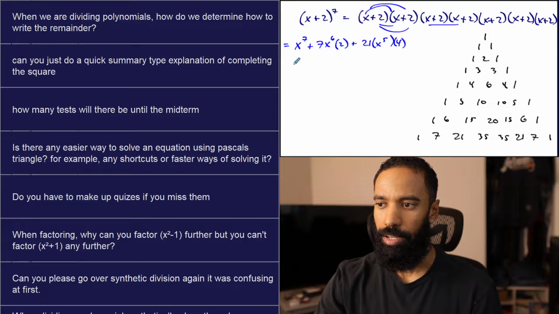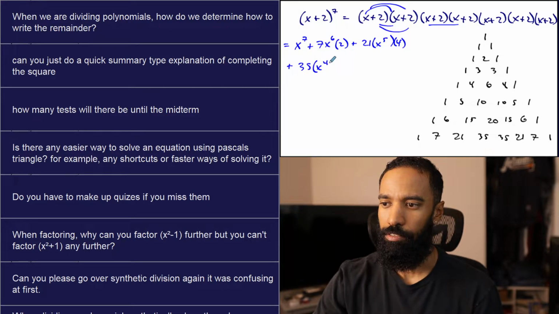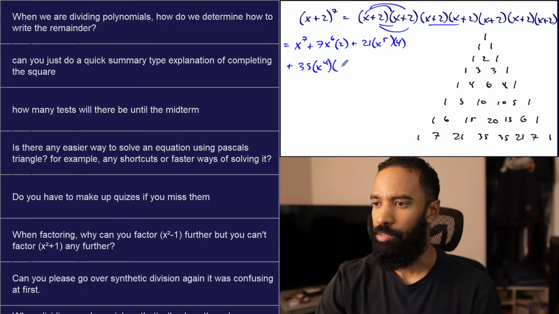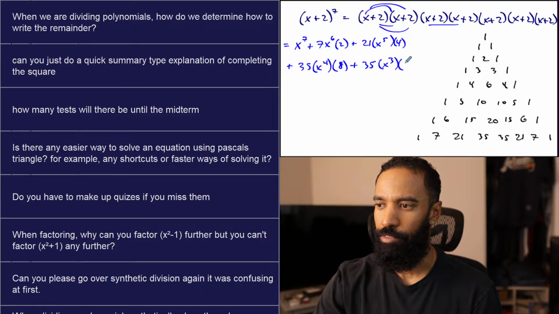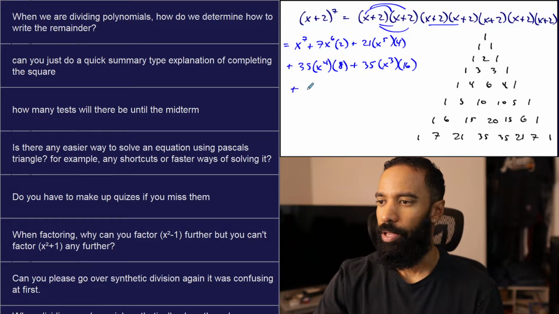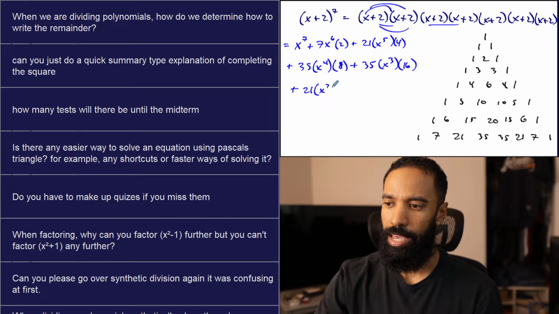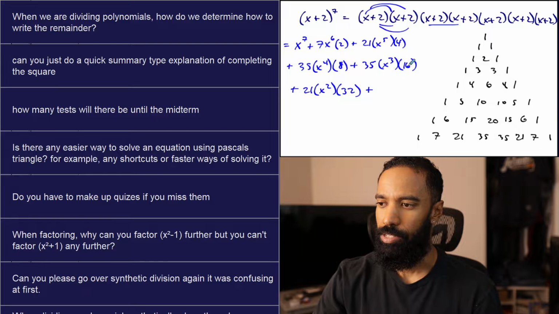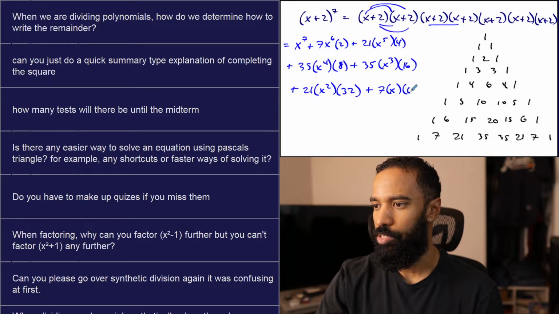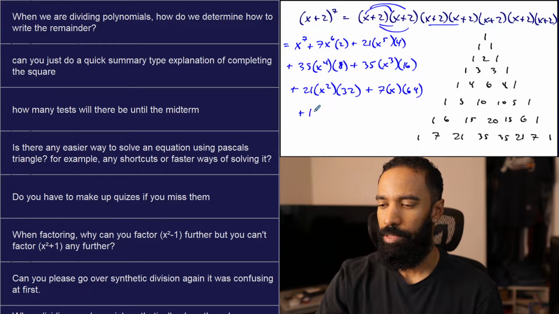I could probably leave that. Plus 35 times x to the 4th times 2 cubed, plus 35 times x to the third times 2 to the fourth, plus 21 times x squared times 2 to the fifth, plus 7 times x times 2 to the sixth, plus 2 to the seventh.